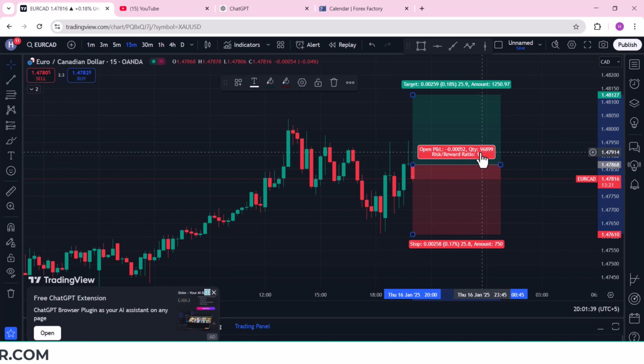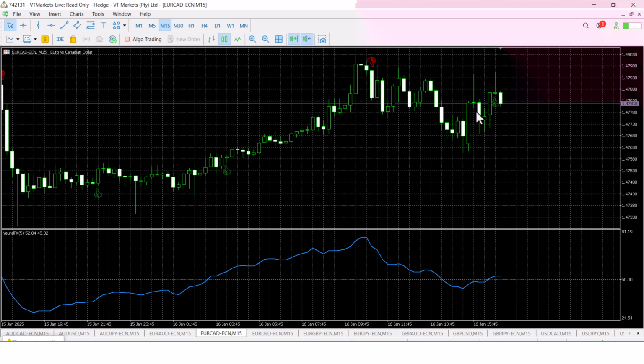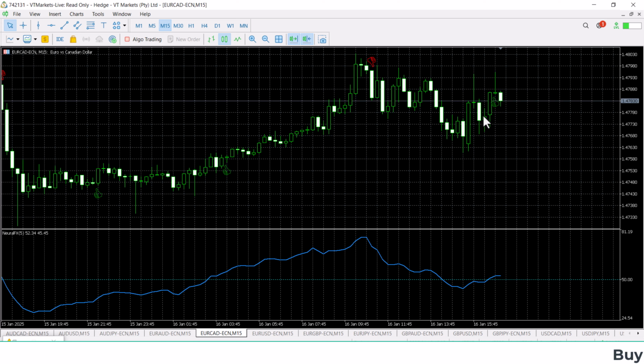And that's how simple and efficient it is to trade using the NeuralFX indicator. With AI-driven accuracy, non-repaint signals, and an easy-to-follow confirmation process, this tool is perfect for traders looking to level up their game.